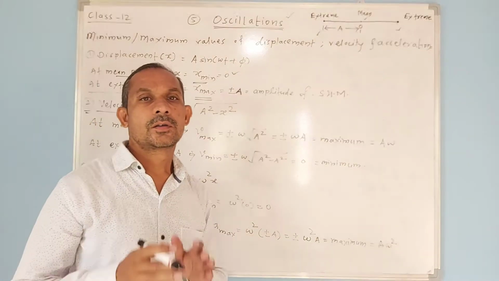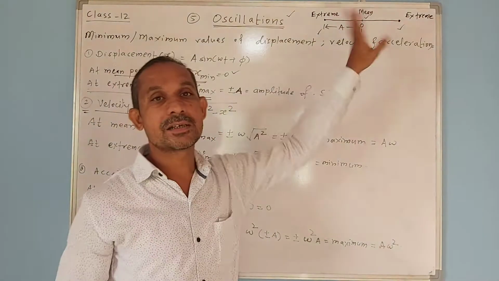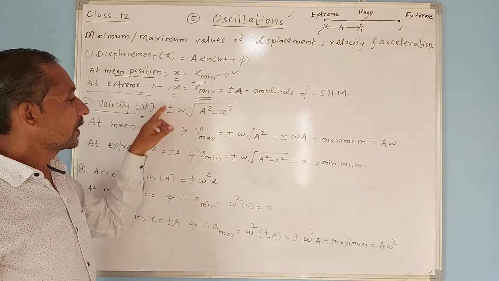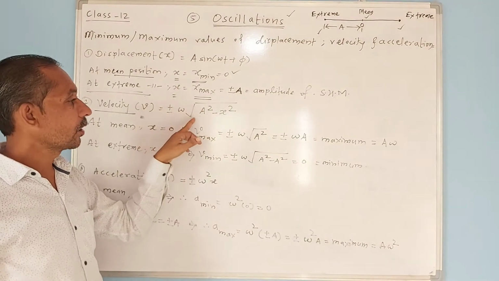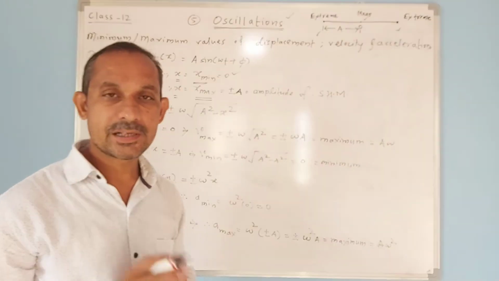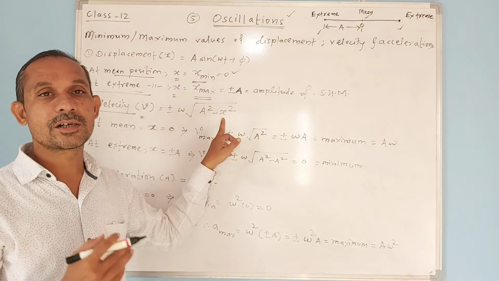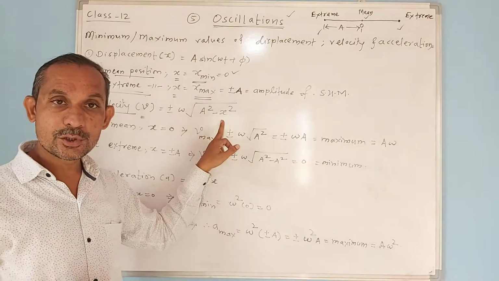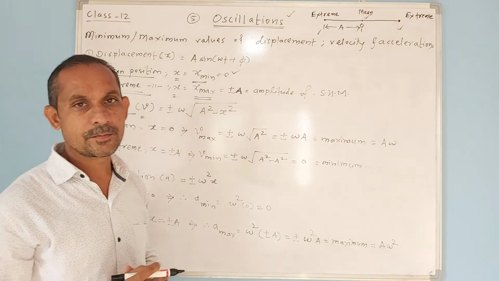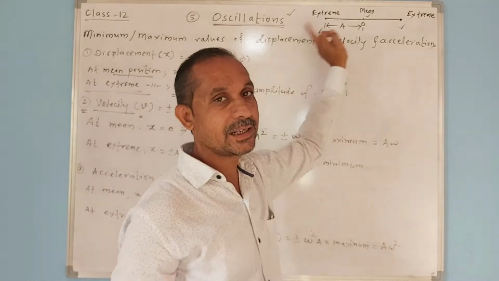Then see the velocity. We know the general formula for the velocity of the particle performing simple harmonic motion is v equal to plus minus omega under root of a square minus x square. So this is the basic formula for the velocity. At different positions, x means the position or displacement, we can decide the value of the velocity. So let's see the two positions, the mean position and then the extreme position.